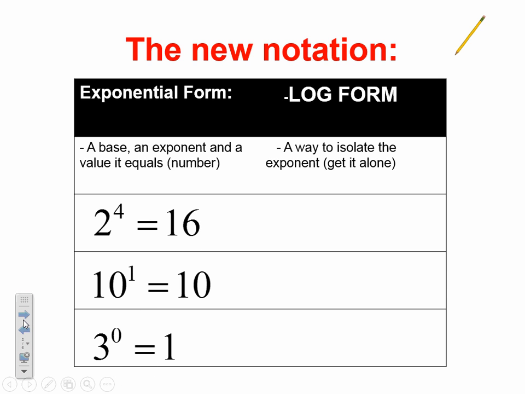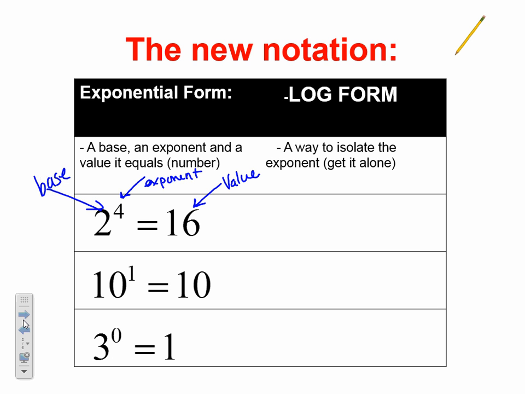There are true facts here. 2 to the 4th power is 16, 10 to the 1st is 10, and 3 to the 0 is 1. Now, in these expressions here, guys, 2 is considered the base, and 4, remember, is the exponent. And then 16 would be the value that it equals, and so on for the rest here. 10 is the base, 1 is the exponent, the value it equals is 10. 3 is the base, 0 is the exponent, the value it equals is 1. So all of these things have key features.